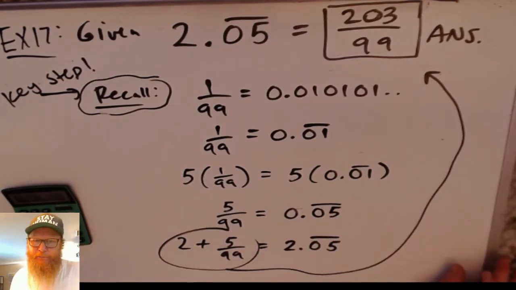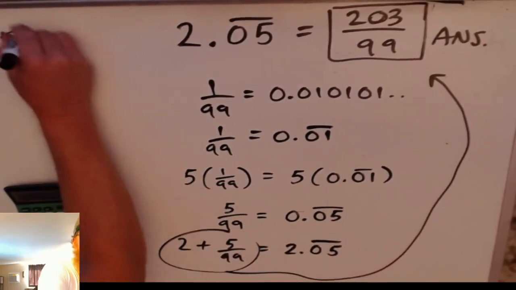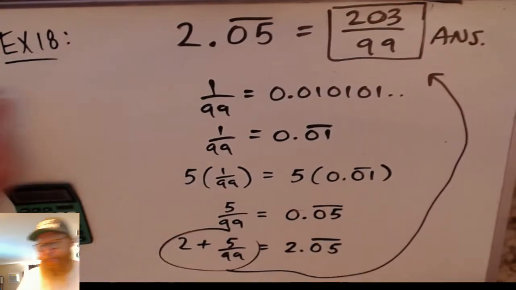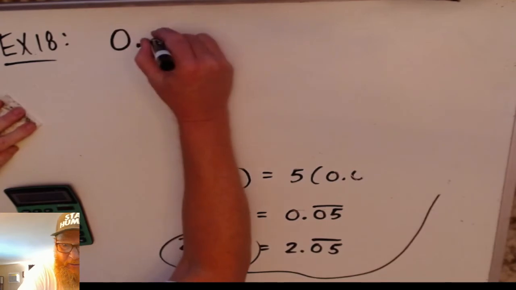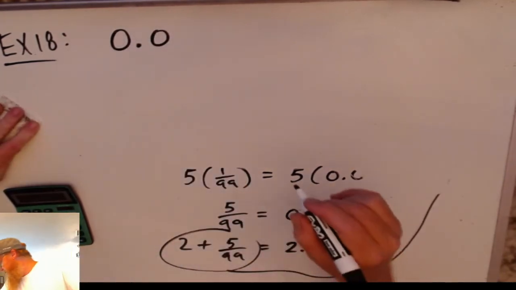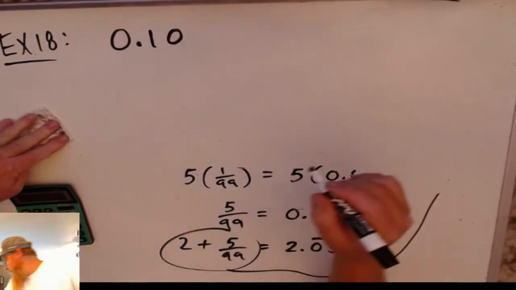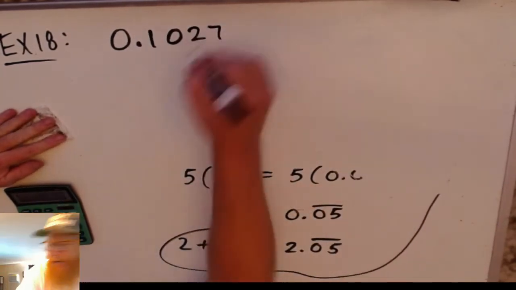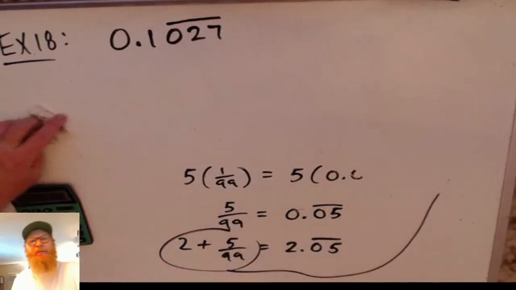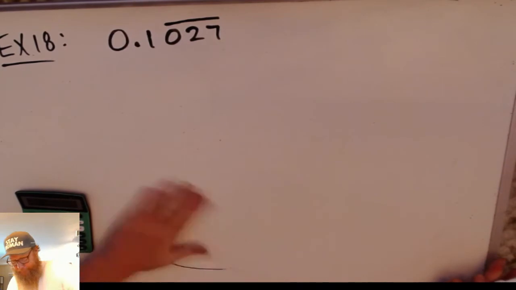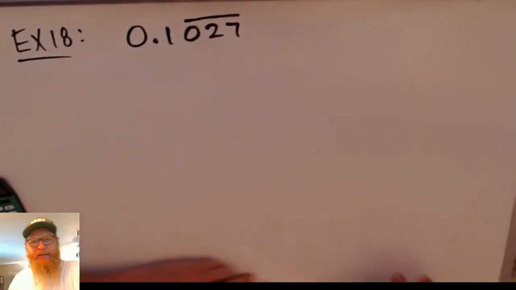Just a couple more to go. Example 18. Zero point one, 0.1027, and the 0, the 2, and the 7 are repeating. I'm getting a little lazy with the instructions, but I'm going to need a lot of space for this one.